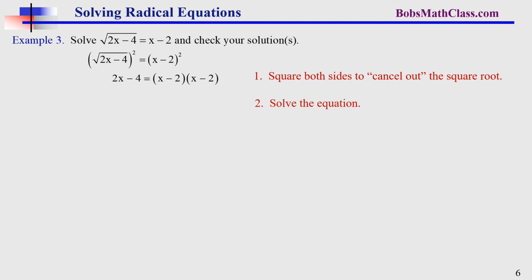So FOIL on the right-hand side. Because we have an x squared, now we need to get 0 on one side. So I would choose to get 0 on the left-hand side. It's a positive 2x, so subtract the 2x, and then it's a negative 4, so add 4. Do the opposite of those two terms on each side. So that gives us 0 equals x squared minus 6x plus 8.